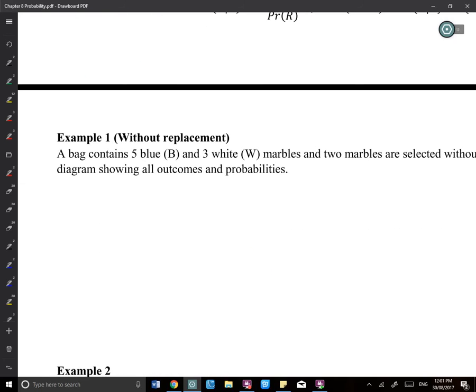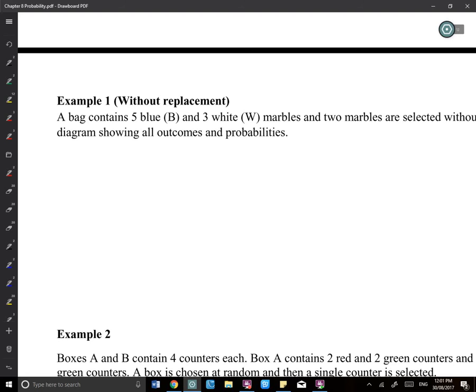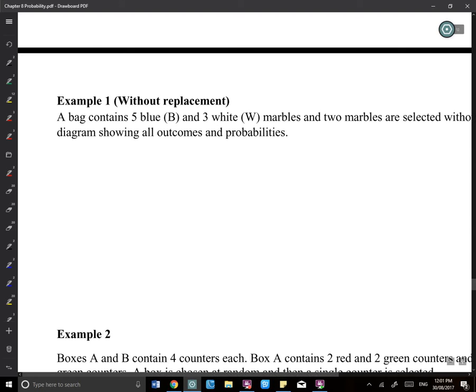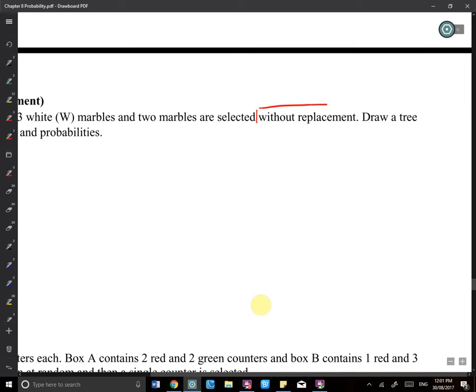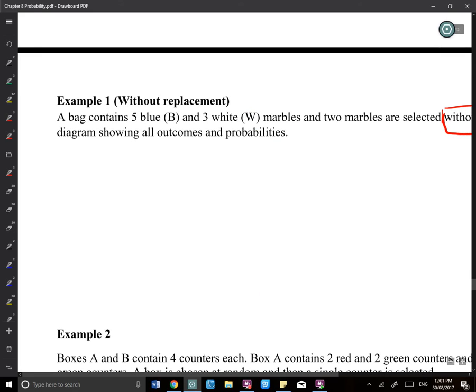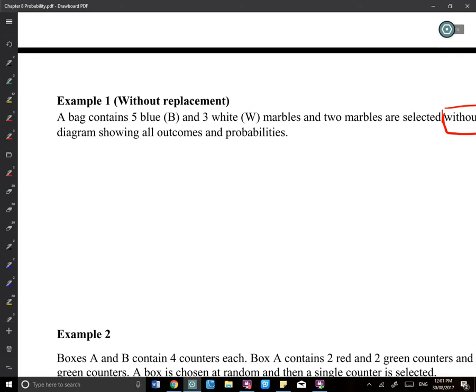Let's have a look at examples. Let's read example one. Example one is a without replacement question, which is a little bit tricky compared to with replacement. A bag contains 5 blue and 3 white marbles, and 2 marbles are selected without replacement. Draw a tree diagram to show all outcomes and probabilities.